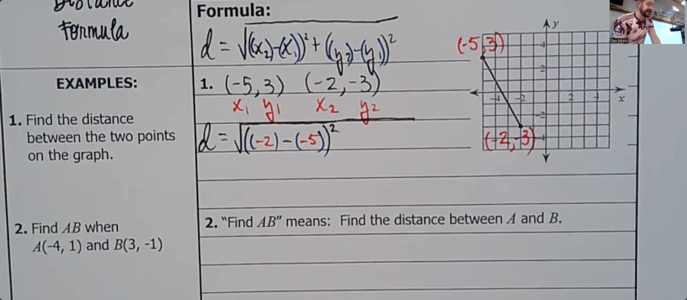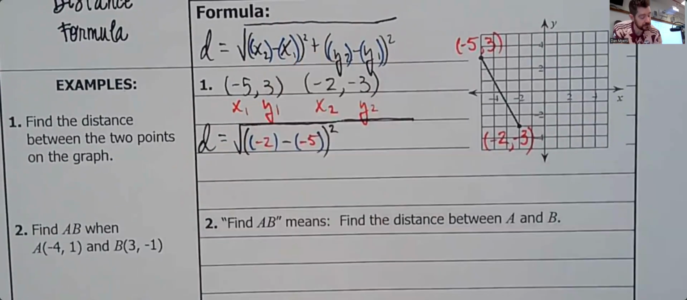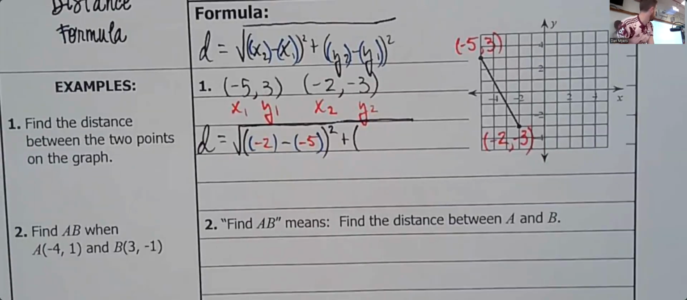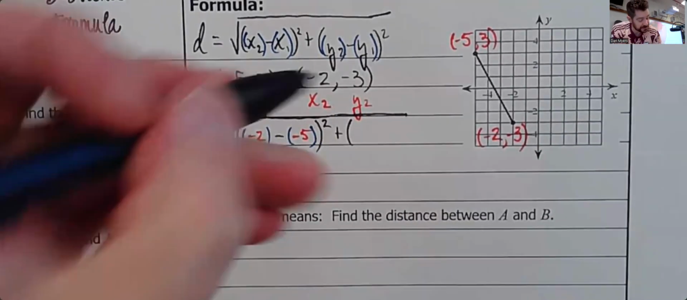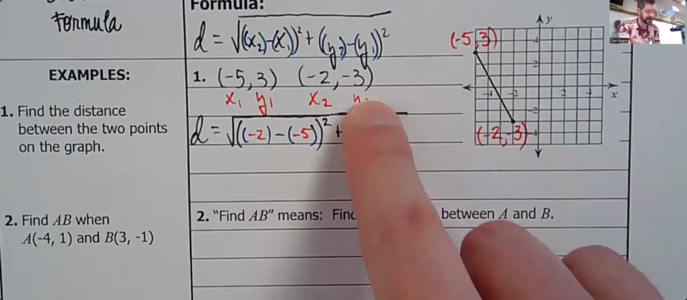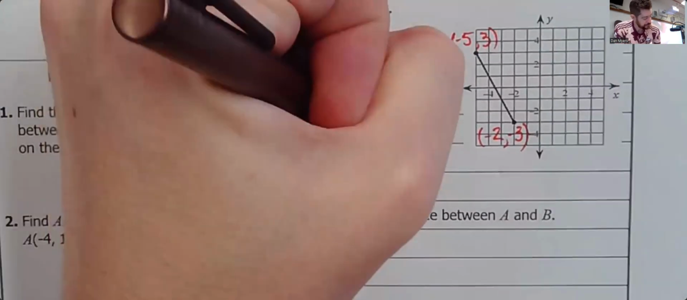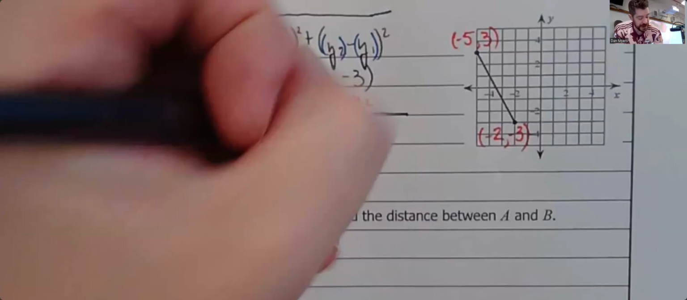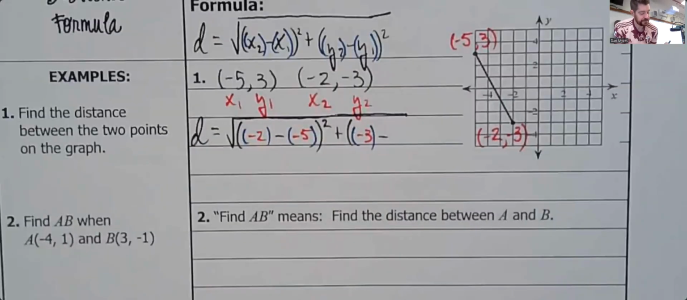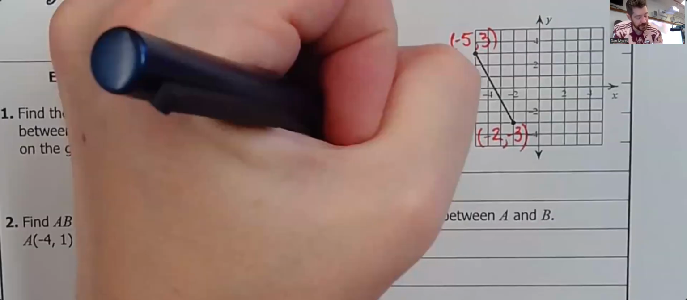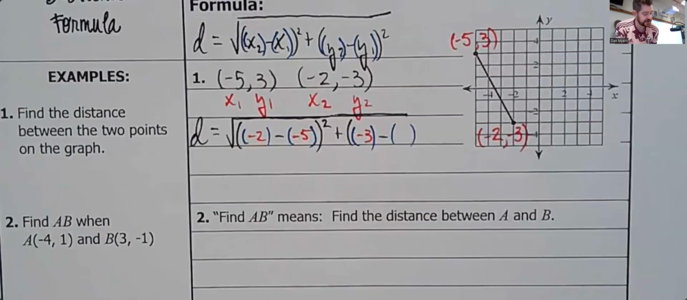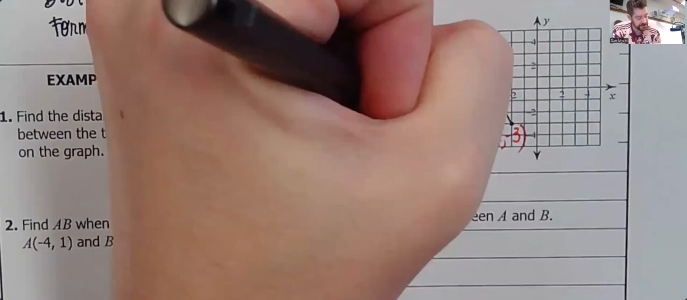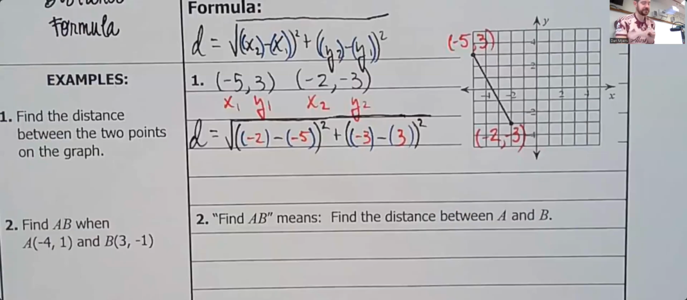In between the two large sets of parentheses, we have a plus. And then we open up our second large set of parentheses, and then within that, we're going to have a small set of parentheses with the value of y2, which is -3. We'll close that little one. And then we're going to subtract from that the value of y1, which is 3. And then we can close that large set of parentheses and square that as well.